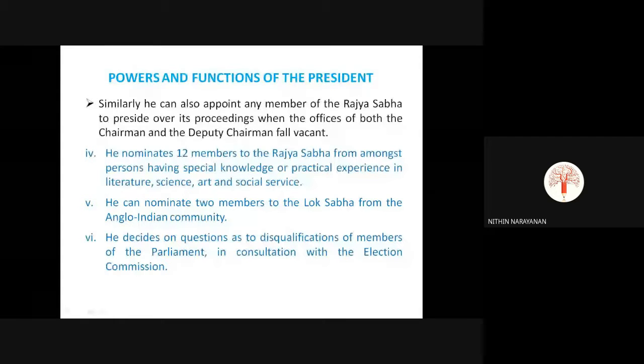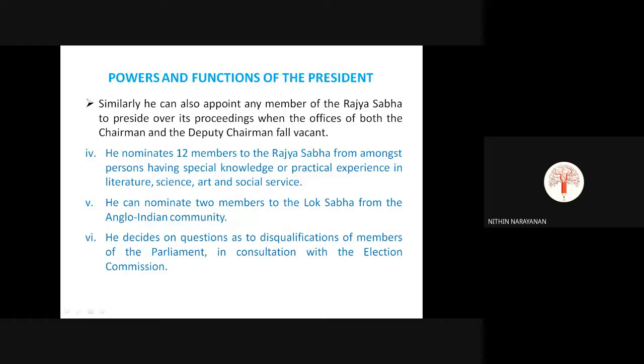Same in the Rajya Sabha, who has the power to nominate? The president has the power. He nominates 12 members to the Rajya Sabha from amongst persons having special knowledge or practical experience in literature, science, art and social service. So other than the elected members to the Rajya Sabha, the president has the power to nominate 12 members from among persons having special knowledge or practical experience in literature, science, art and social services.